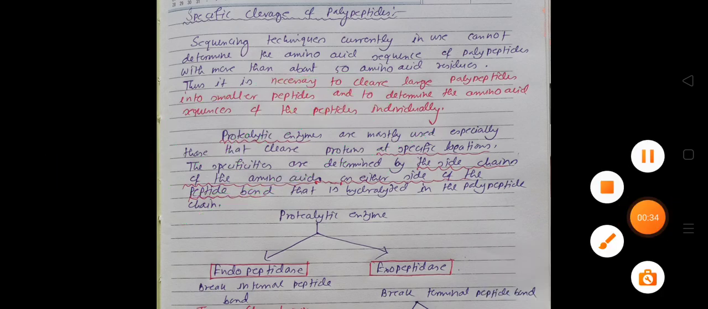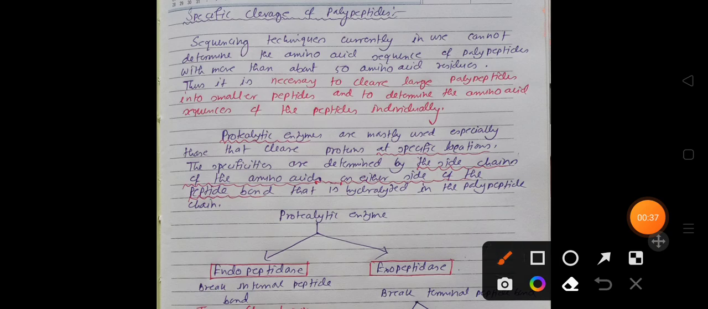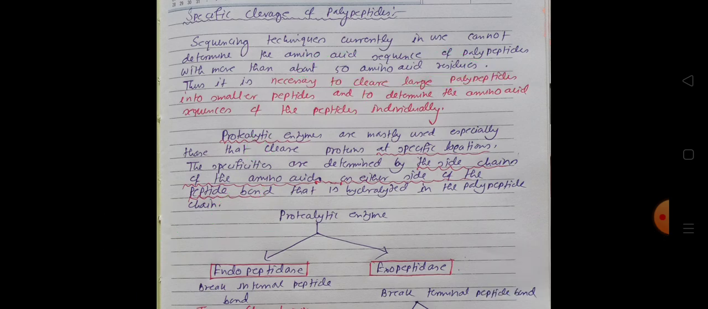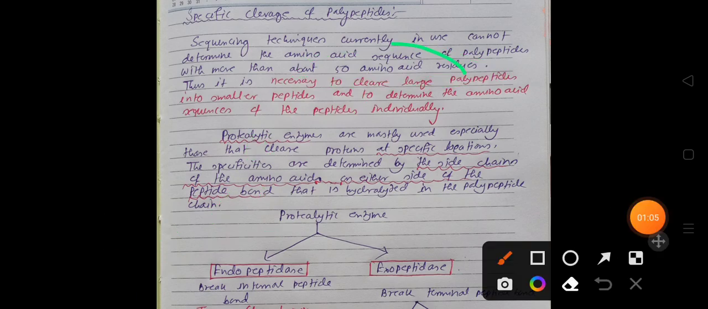Now let me tell you, the processes we have discussed until now, or the processes that are available in the market for protein sequencing, can tell us the amino acid sequence of a polypeptide with less than 50 amino acid residues. Okay, if your protein has more than 50 amino acids, then this kind of technique will not help you, right? And interestingly, most proteins have more than 50 amino acid residues. So what will be the solution?